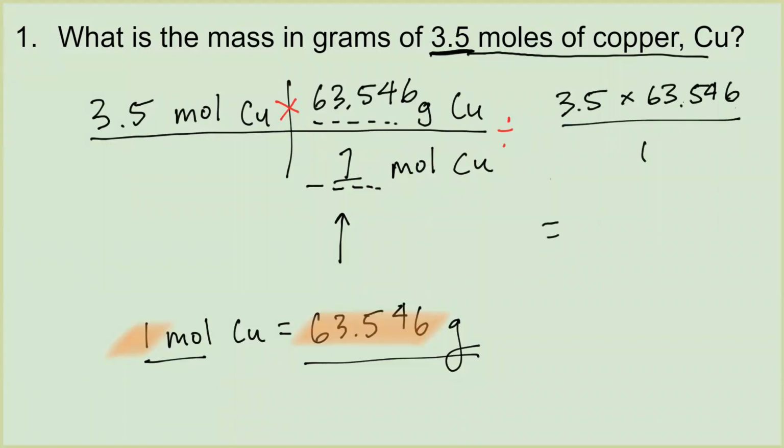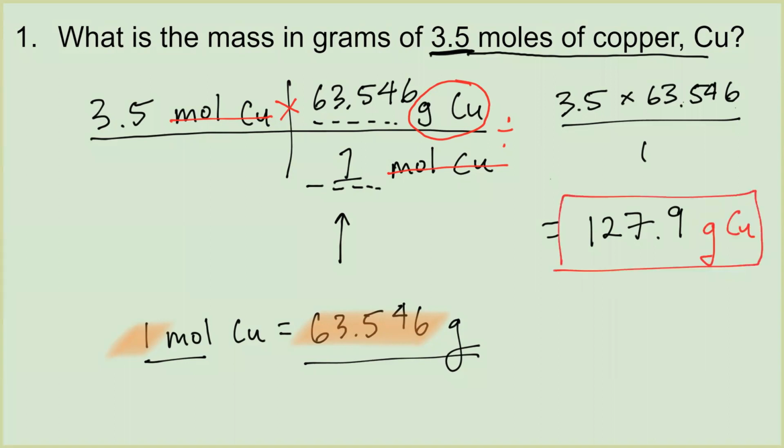Okay. And so when you go ahead and plug that in, you're going to get 127.9. And here's the thing with this fence. Let me show you. Anything top and bottom that's the same cancels out. So the moles of copper on the top and the moles of copper on the bottom cancel out. Grams of copper is the unit that I'm left with. So that's my unit for my answer. So when it says what is the mass, it's 127.9 grams of copper. And that's my answer.